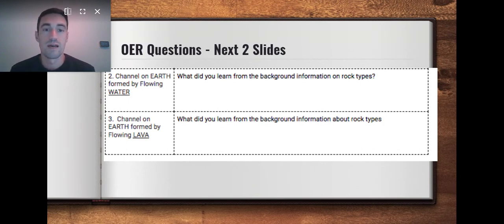What did you learn from the background information on the type of rocks formed by water? And then what did you learn from the background information about the type of rocks formed by lava? After that, we'll take a look at our new evidence from Mars, the actual photo of that rock that is found, and see if we can figure out what it was formed by.